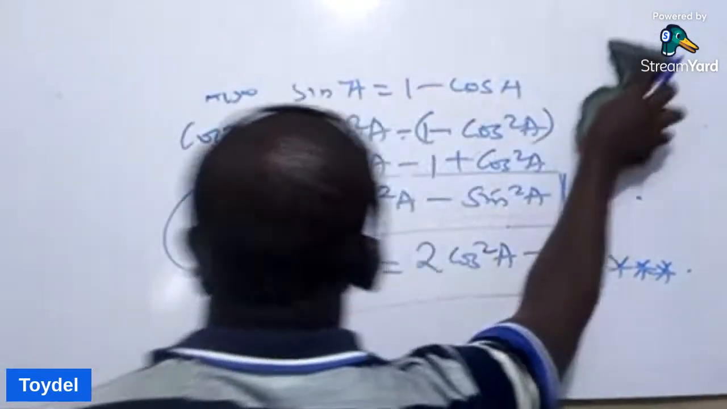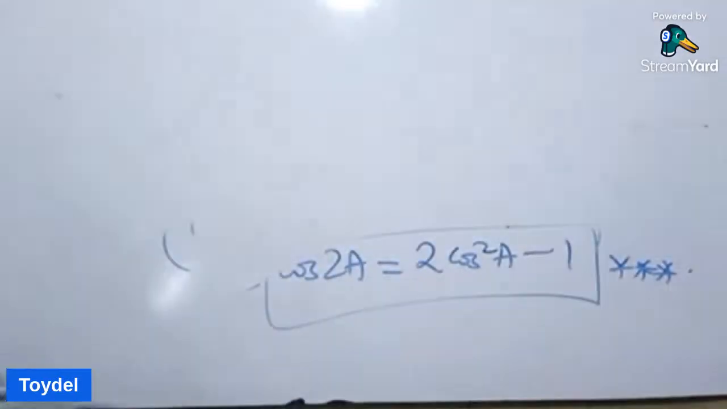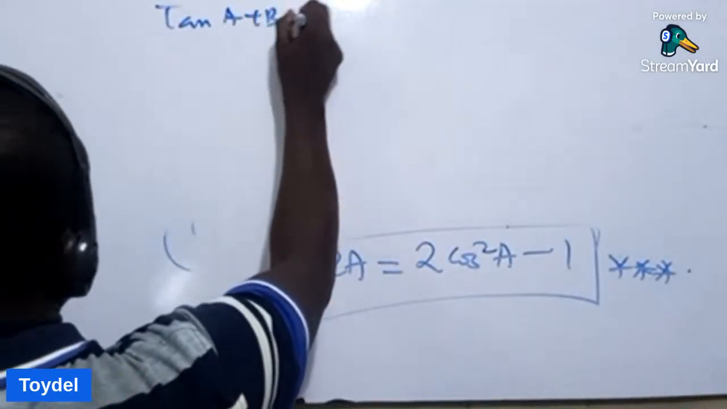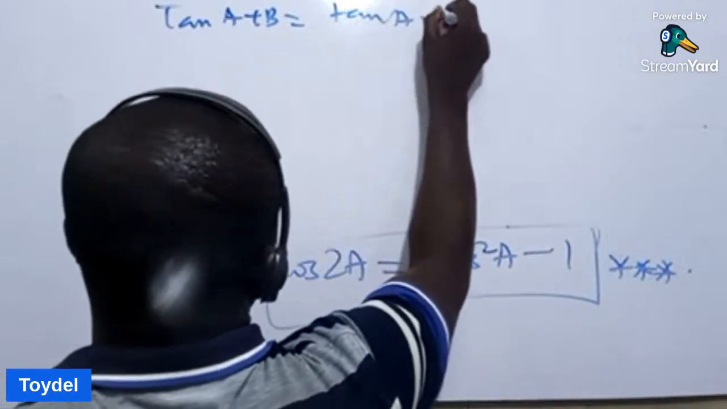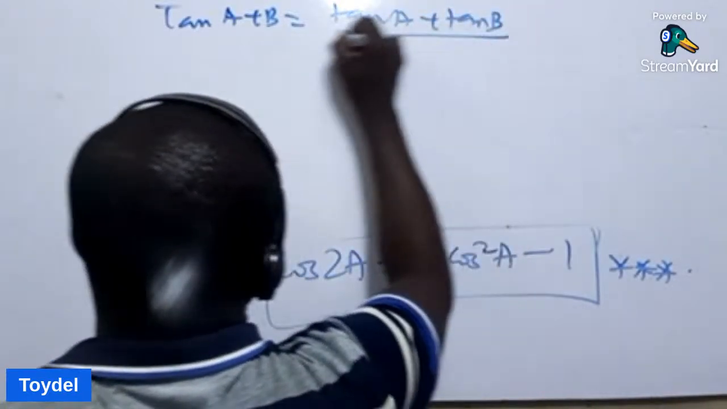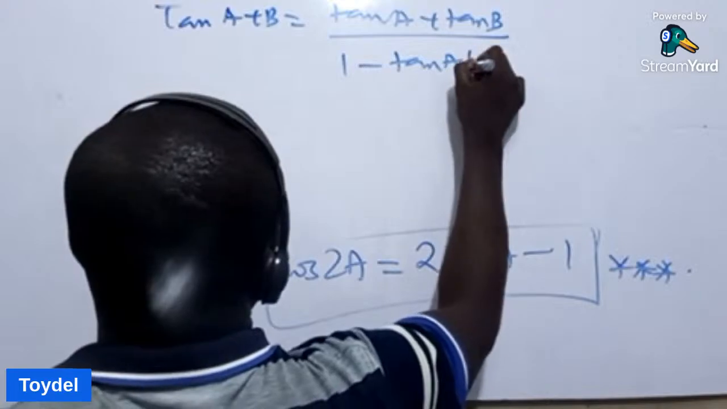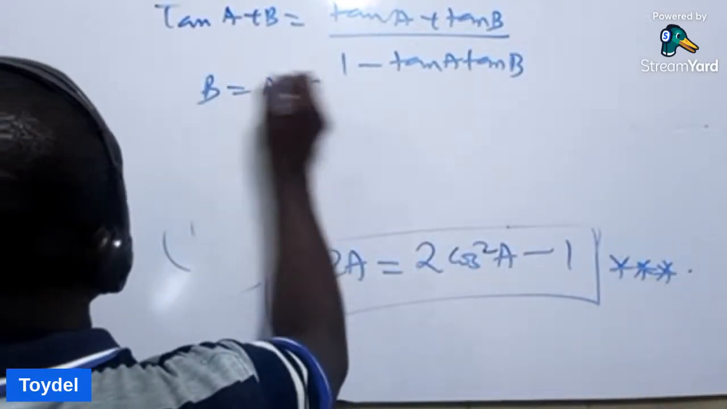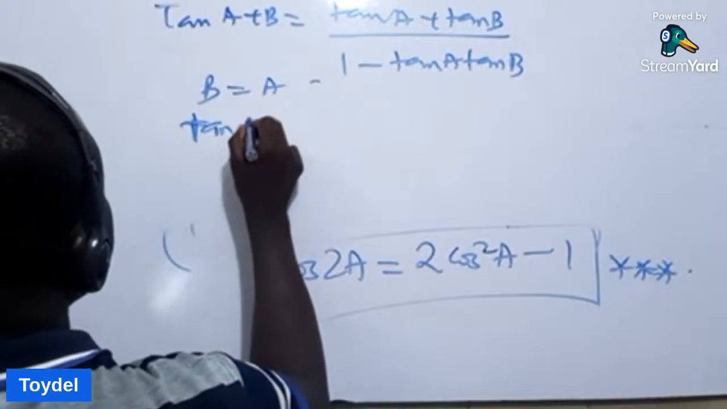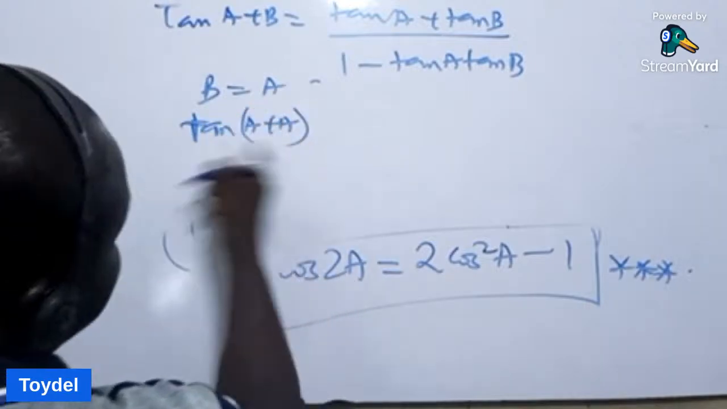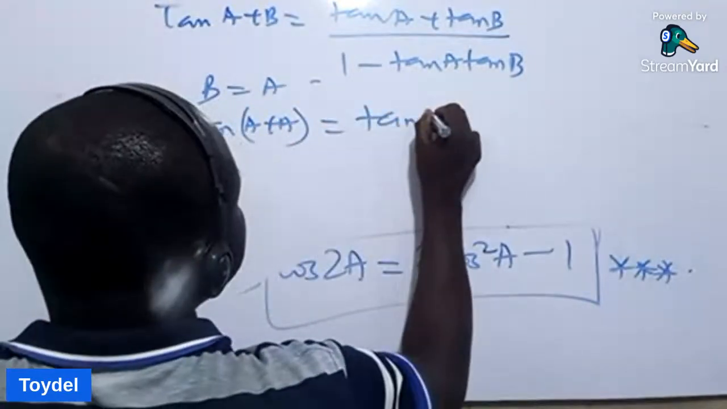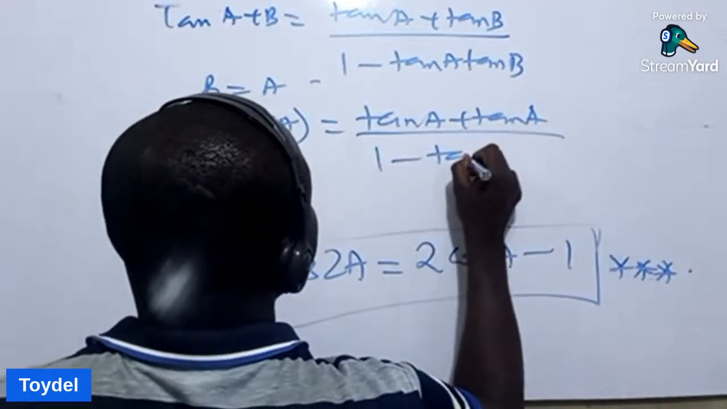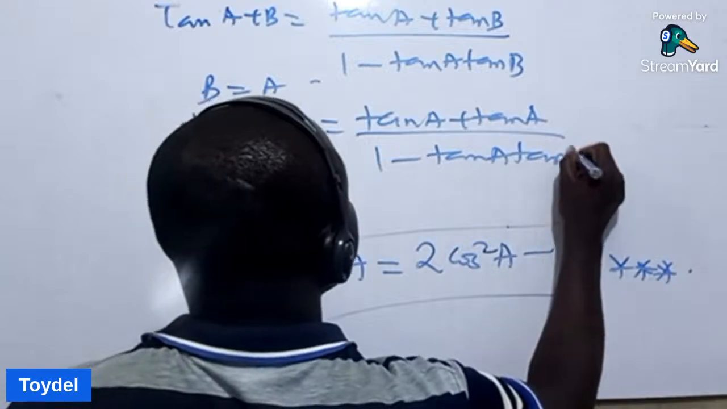Then we move to tan, the tangent of the double angle. When you have tan A plus B, it is given as tan A plus tan B all over 1 minus tan A tan B. Then if you put B to be equal to A, we are going to have tan A plus A. Of course, A plus A is 2A. That will give us tan A plus tan A all over 1 minus tan A tan A.